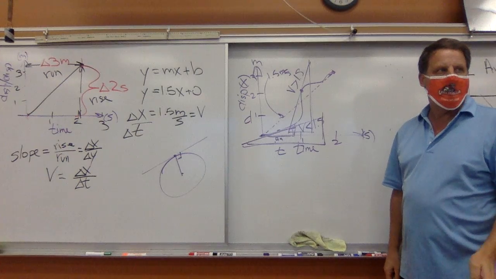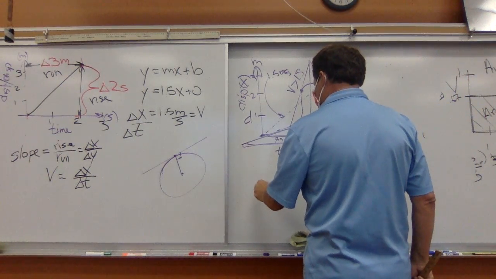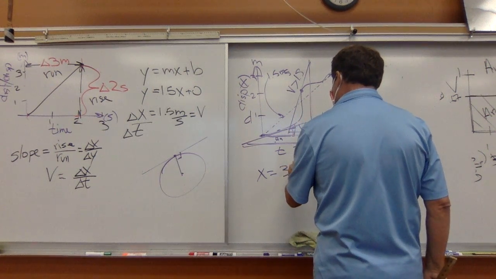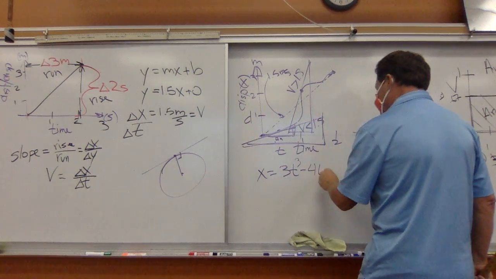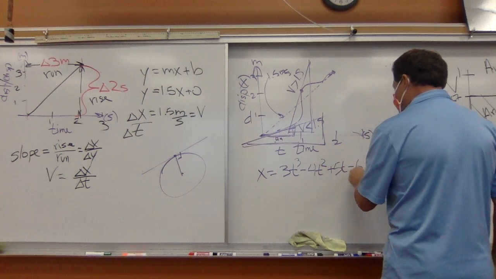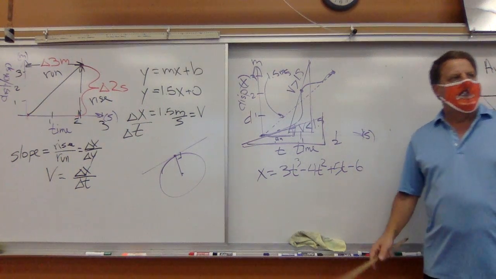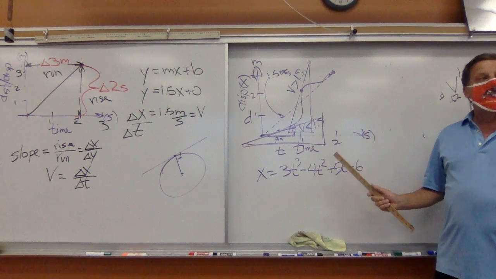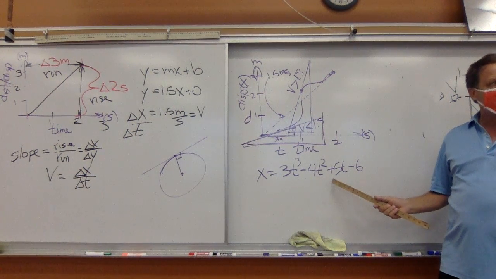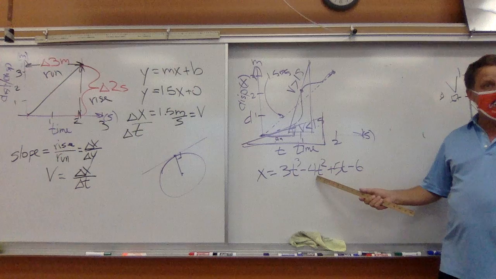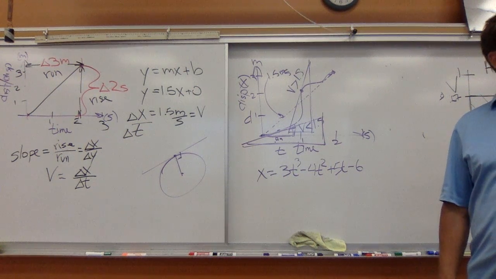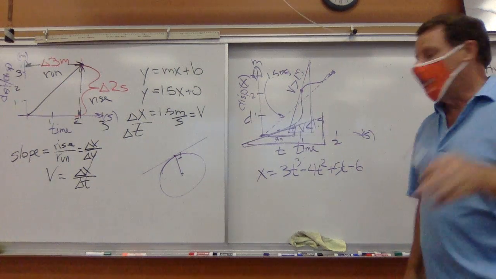For example, say x is equal to 3t cubed minus 4t squared plus 5t minus 6. How could you determine the tangent line to this equation? You take the derivative, okay?